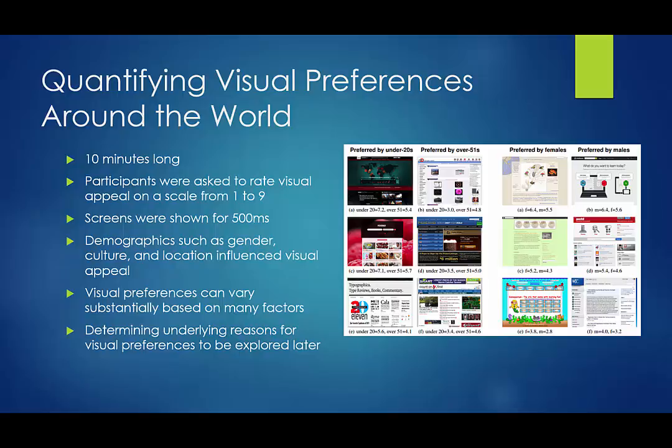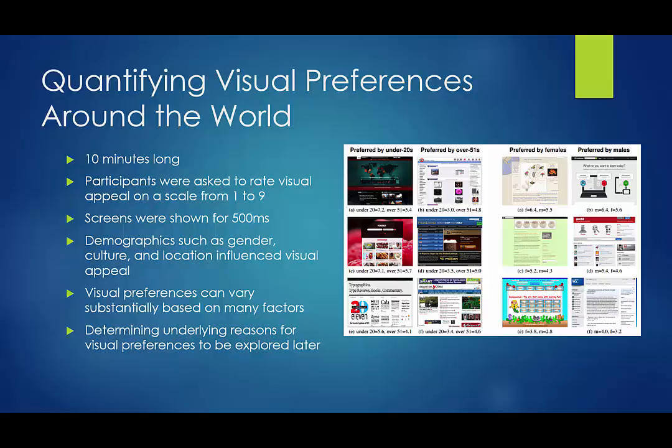So what they found with the demographics affecting visual preferences was pretty interesting. They found that participants under 20 years of age and over 50 years of age actually preferred high colorfulness, while participants aged 31 through 40 seemed to prefer less. They also found that women overall preferred more colorfulness and visual complexity compared to men. They also found that some countries preferred the lowest visual complexity while others preferred the highest. So they did find that visual preferences could vary substantially based on many different factors, such as age and gender and location or culture.